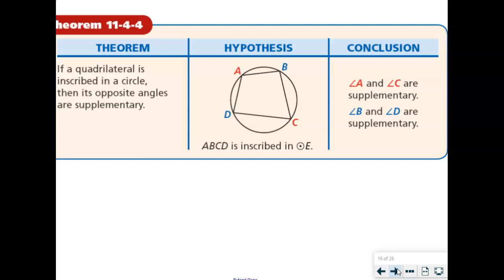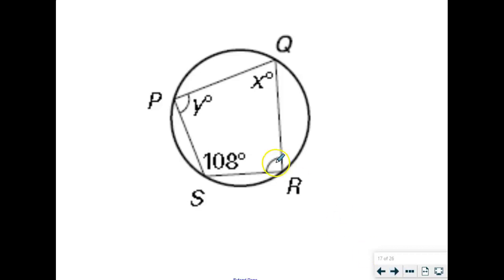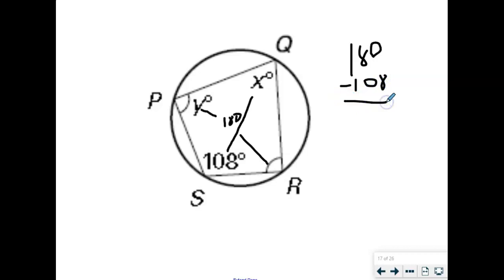And then finally, our fourth type, in which we have a quadrilateral inscribed. And we need to find angle X and angle Y. Alright, remember, these have to add up to 180. The diagonals. Now, since this is 102, we can find X easily by going 180 minus 108. And when we do that, we get 72 degrees.